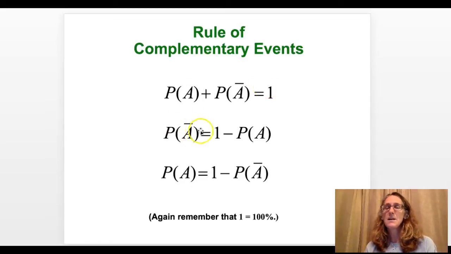And this can be handy for finding the probability that an event doesn't happen by subtracting the probability that it does happen from 1 or 100%. For example, what's the probability that it doesn't rain if the probability of rain is 20%? Well, 100% minus 20%, or 1 minus 0.2 is 0.8. So there'd be an 80% chance that it doesn't rain. And it works both ways.